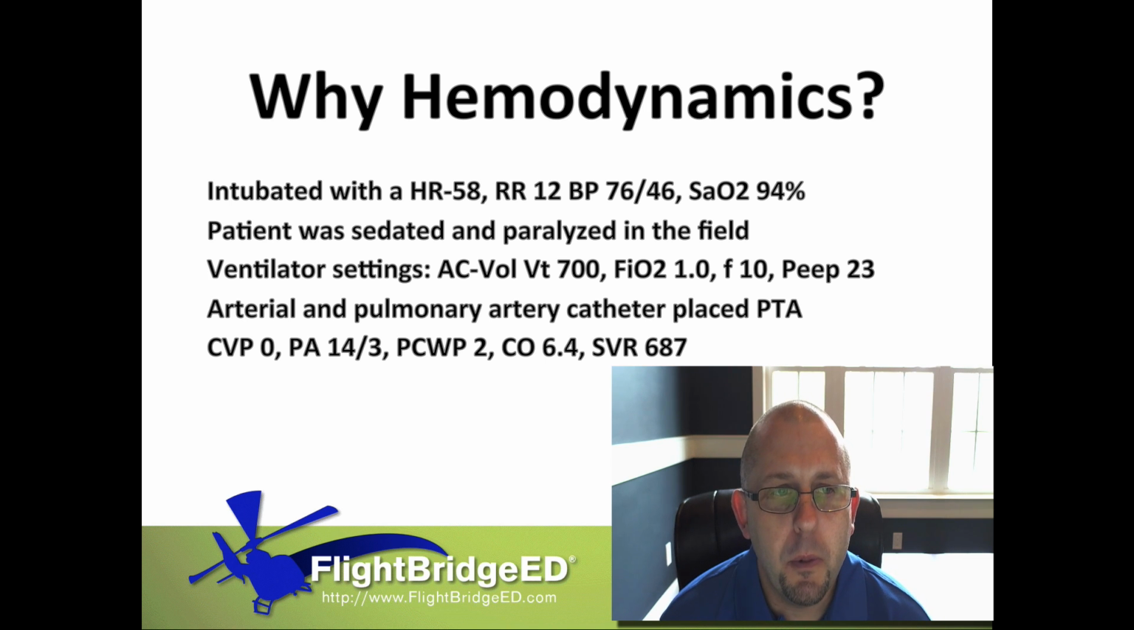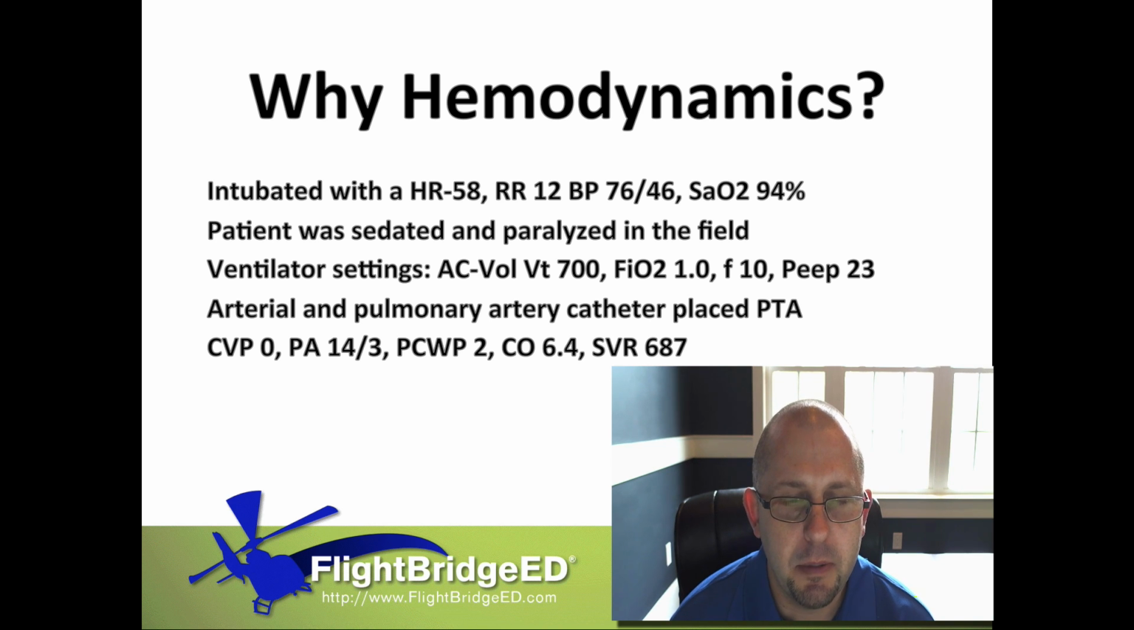If we continue, the patient was sedated and paralyzed in the field. That's not really relevant at this point. Ventilator settings: the patient is on the ventilator on assist control volume at 700, FiO2 of 100%, frequency of 10, and a PEEP of 23. Again, we'll look at ventilator concepts in other videos as far as the pathophysiology and the approach. So for this, we're going to move on.